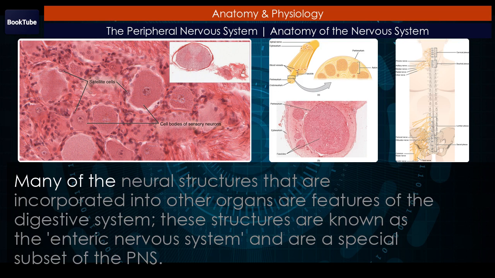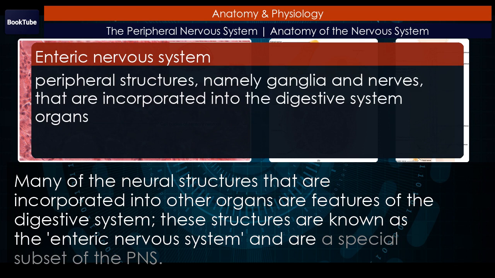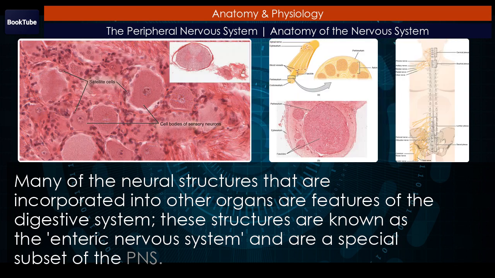Many of the neural structures that are incorporated into other organs are features of the digestive system. These structures are known as the enteric nervous system, and are a special subset of the PNS.